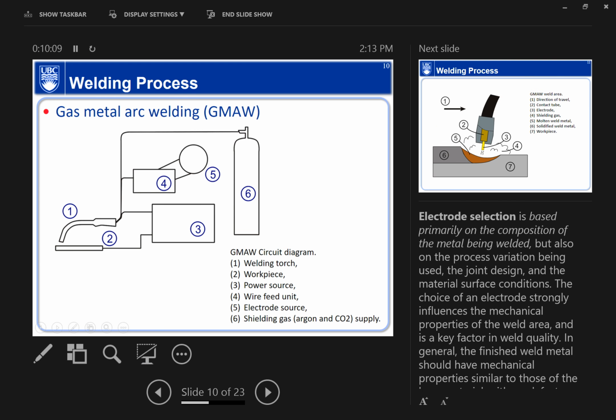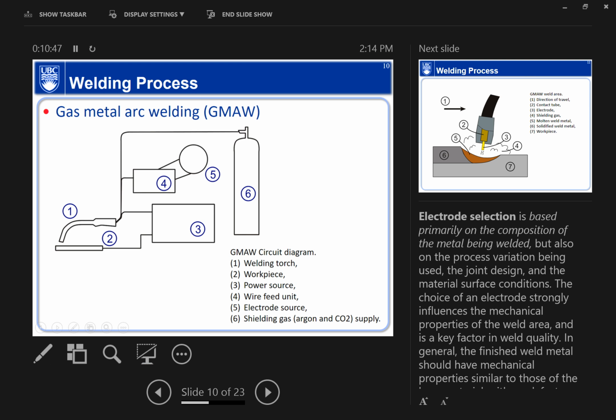The other type is called gas metal arc welding. It's also called MIG, so MIG weld. They're typically called MIG weld. What happens is it uses a wire electrode. This is the wire electrode here, instead of the covered electrode that you used in the stick welds. The electrode here doesn't have flux covering the surface.